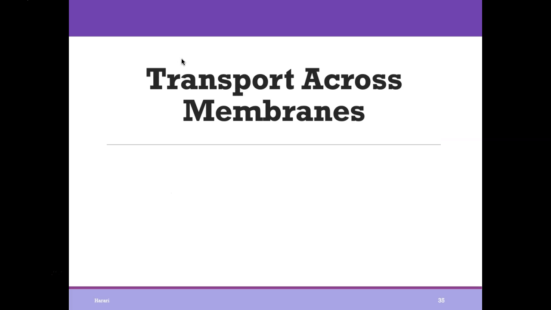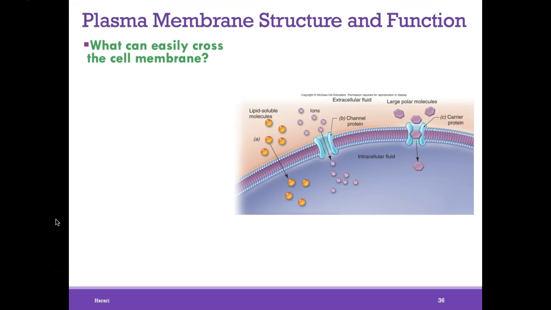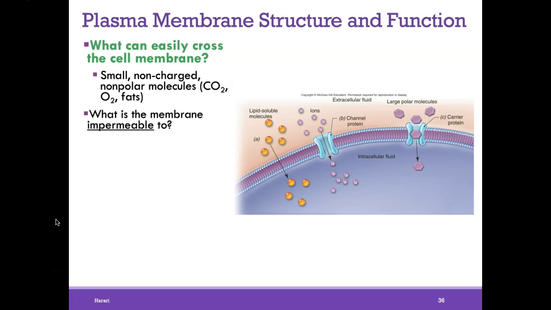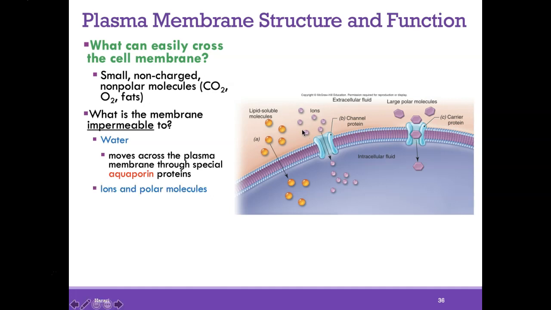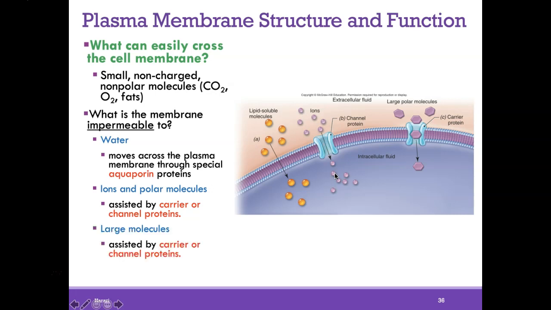Now we'll discuss transport across a membrane. So what can easily cross the cell membrane? We said small, non-charged, non-polar molecules can easily cross the membrane. What is the membrane impermeable to? Well, water can sometimes sneak in a little bit, but for the most part, we need special proteins called aquaporins to allow water in and out. Ions, charged molecules and polar molecules like sugars need special channel proteins or carrier proteins to allow them through. So, for example, glucose gets in through a carrier protein. Certain ions get in through a channel protein. Those are kind of like olives without pits. So, large molecules, ions and polar molecules, and largely water require proteins to get inside of the cell.